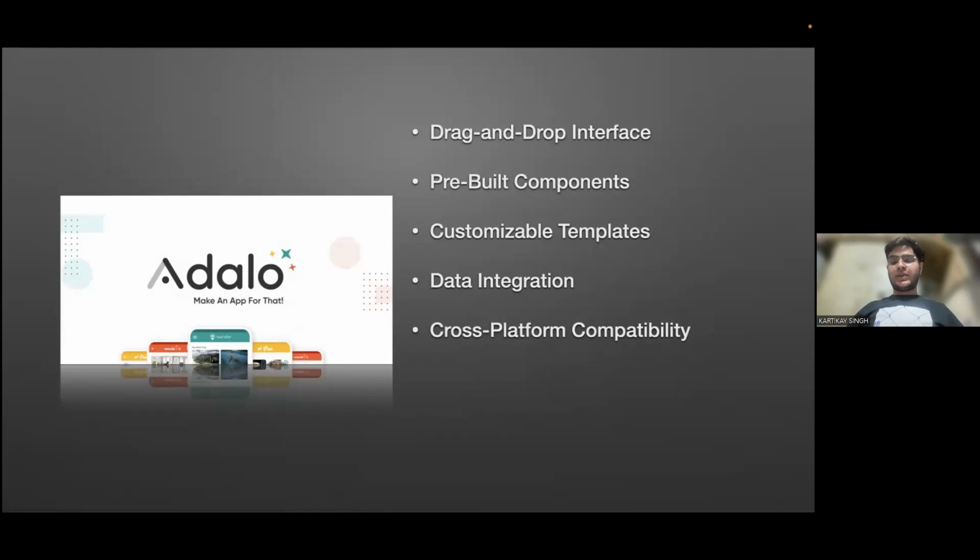Now, cross-platform compatibility, like I said before, helps us develop applications for both Android and iOS. Now, real-time preview: we can see what our application is doing in real time using the preview option given in the Adalo website. Now, publication and distribution: from this website only, we can publish the application into the Play Store or App Store.